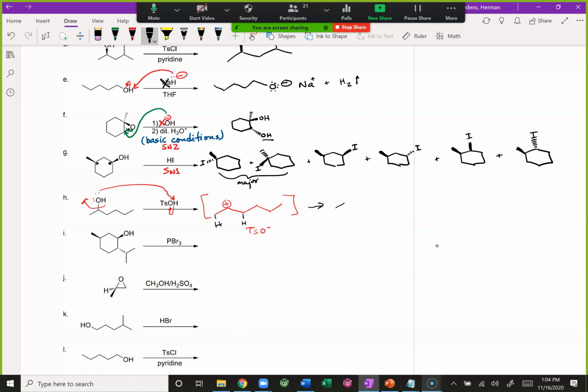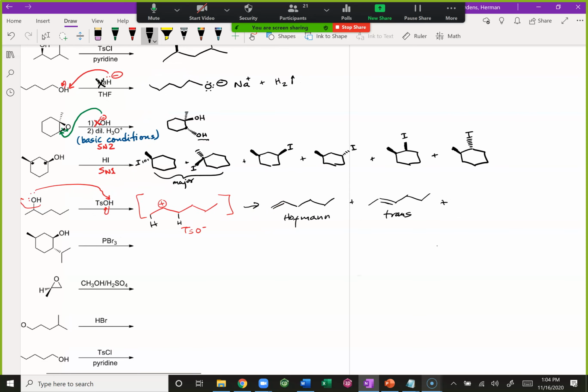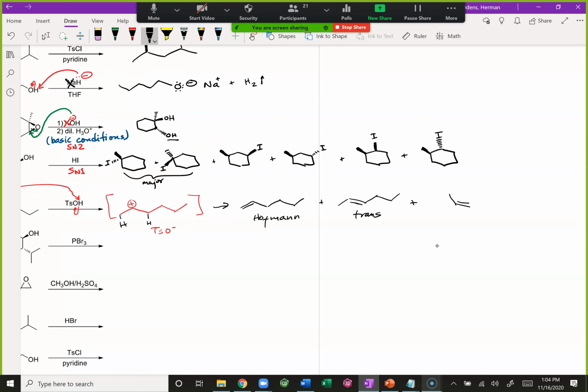All right, so how many products can you make from those two combinations? 3. Very good. So first is the Zaitsev. So here will be your Zaitsev. And then you have 2 side shifts. One is trans, and the other one needs to be cis. So 1, 2, 3, 4, 5, 6. So this is your cis. Both of these are side shift, and the trans will be the major.